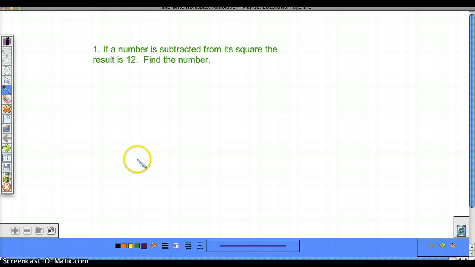Alright, so we know how to factor, we know how to solve word problems, and now we're going to put them together. On number 1 for your Unit 8 notes, quadratic equation applications, it says if a number is subtracted from its square, the result is 12. Find the number. So we're going to call the number x. We'll say x is a number.